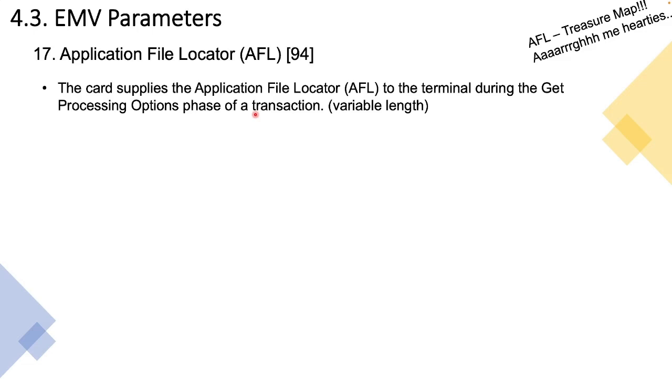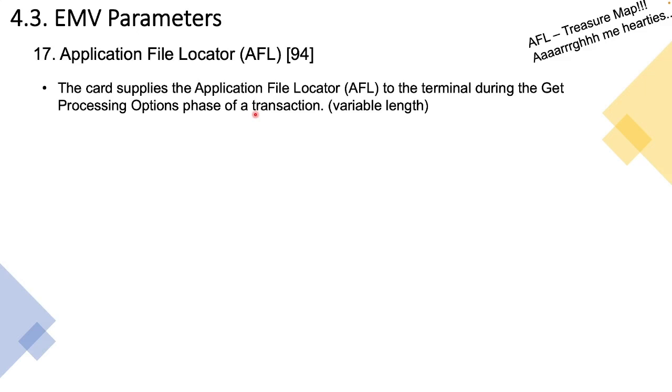But we have to understand that the terminal will also need some pieces of information from the card, and the card is aware of this. But we say that the card is queen in the EMV transaction, so the card doesn't have the appetite to be doing menial labor for this terminal. So what the card does instead is it sends a treasure map.